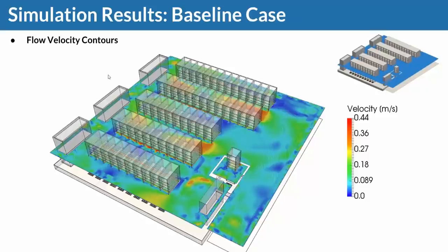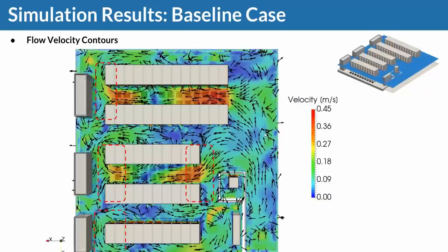Let's take a look at the baseline case and the performance of what's going on. This is a slice at around the middle of the rack, and you can see the velocity profiles and the streamlines that are developing within the system. The cold aisles are the places where we have most of the flow and the fastest flow present because, well, we are simply pushing the air through them.